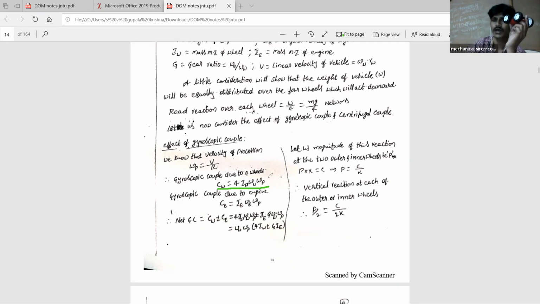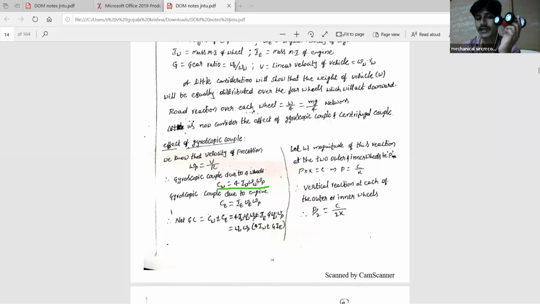It is the same formula, I omega omega p, but there is a small amendment. How many wheels are there? Four wheels, so we just multiply by 4. From the moment of inertia point of view, two types of moments of inertia are there: the moment of inertia of the engine and the moment of inertia of the wheel. Here we consider the moment of inertia of the wheel, that is I suffix w, and the angular velocity of the wheel, that is omega suffix w.